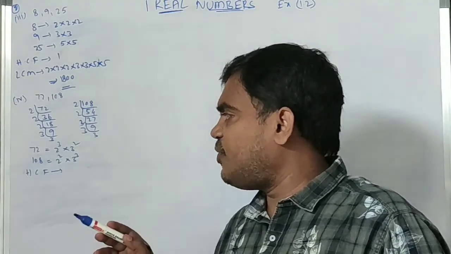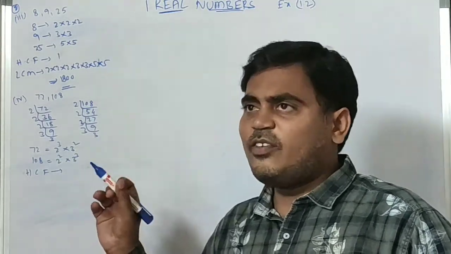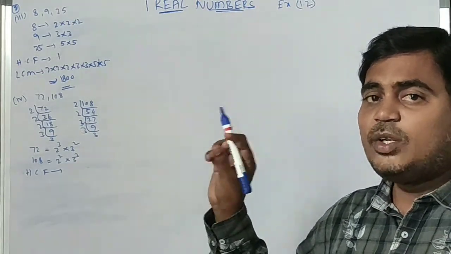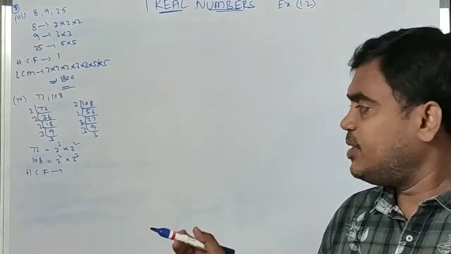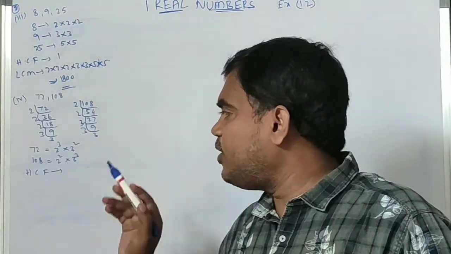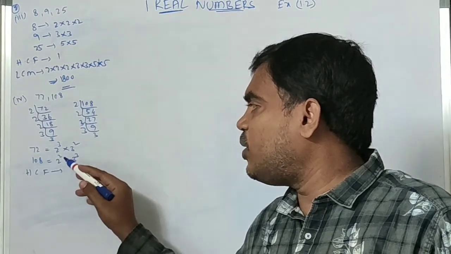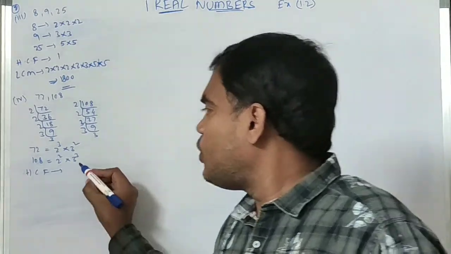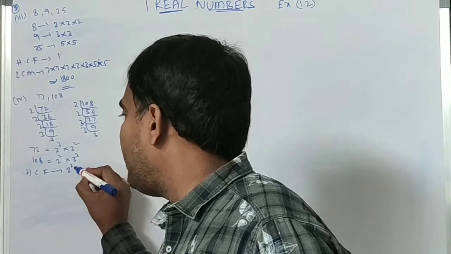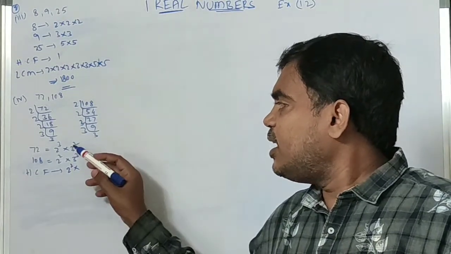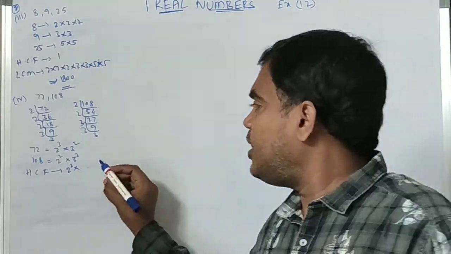If we need HCF, for whatever common primes we take, we need to take the least powers. So this is 2 cube, this is 2 square. In this, what is the least power? 2 power 3, 2 power 2. 2 power 2 is the least. So we take 2 power 2 into, this is 3 power 2, this is 3 power 3. In this the least is 3 square, so we write 3 square.